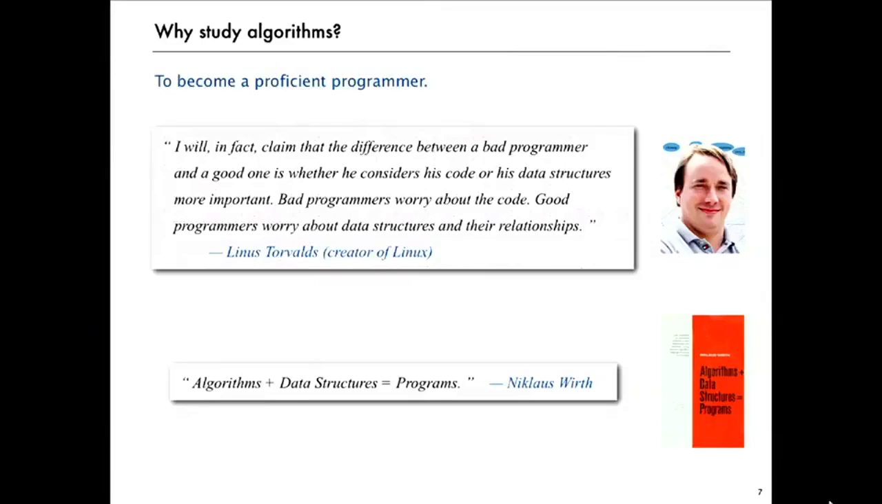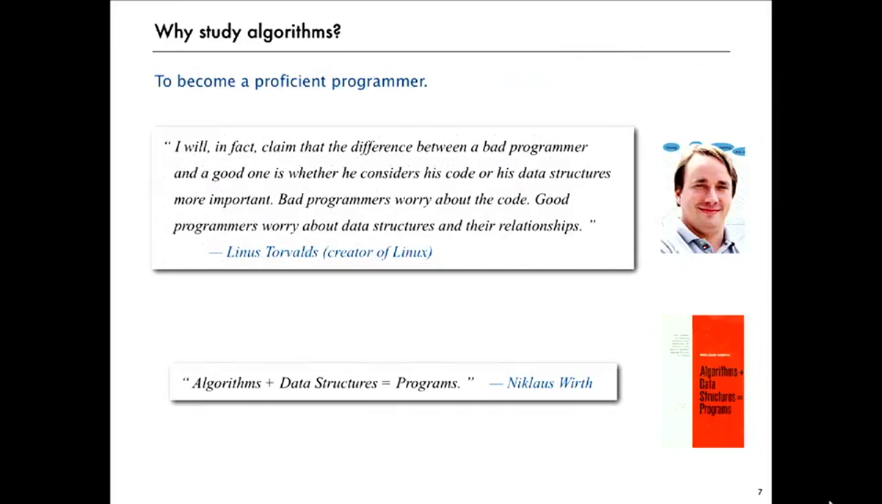Another reason many people study algorithms, and I suspect many of you, is it's necessary to understand good algorithms, efficient algorithms, and good data structures in order to be a proficient programmer. Linus Torvalds, who created Linux, says that the difference between a bad programmer and a good one is whether he considers his code or his data structures more important. Bad programmers worry about the code. Good programmers worry about data structures and their relationships, and I might add, the algorithms that process them.